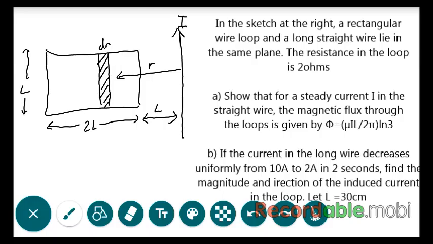A. Show that for a steady current I in the straight wire, the magnetic flux through the loop is given by flux is equal to mu I L over 2 pi ln 3. Then B. If the current in the long wire decreases uniformly from 10 A to 2 A in 2 seconds, find the magnitude and direction of the induced current in the loop. Let L be equal to 30 centimeters.